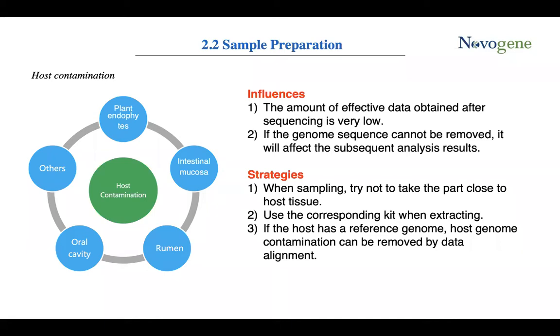The host DNA sequences could take up a large portion of the total DNA obtained, making the amount of effective data very low for the subsequent analysis. So we should take measures to avoid this situation. The first step is that during sampling, we should try not to take the part close to the host tissue. Then when doing extraction, make sure to use the corresponding kit tailored for different kinds of samples. And also after sequencing, we could try to eliminate host contamination by removing the data aligned to our host reference genome.